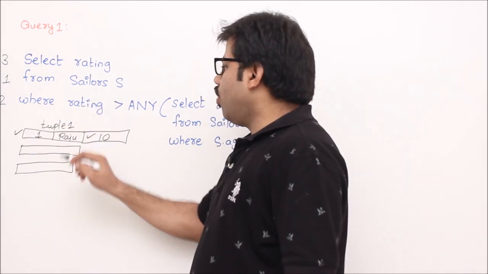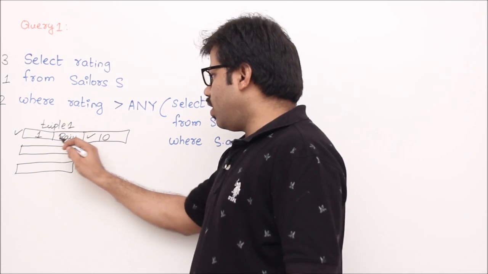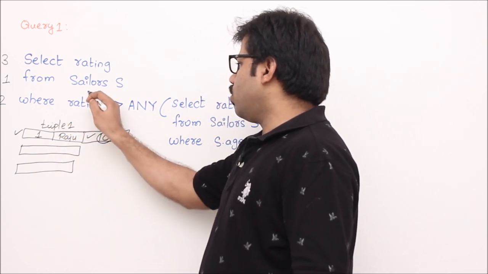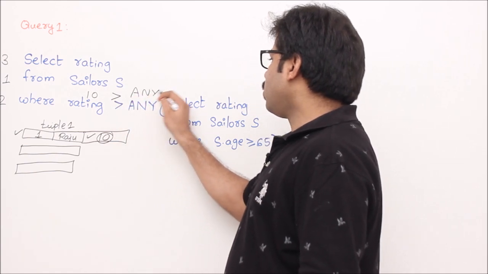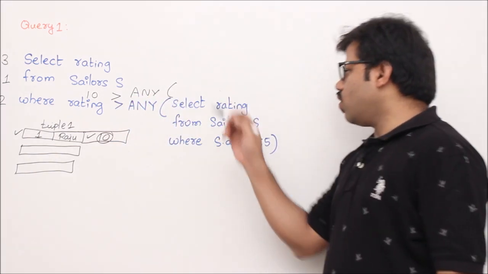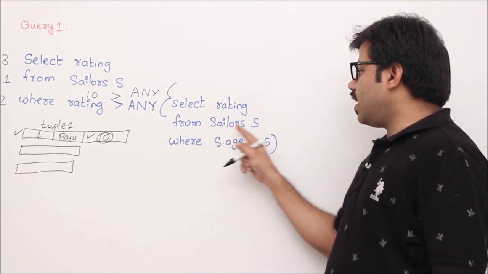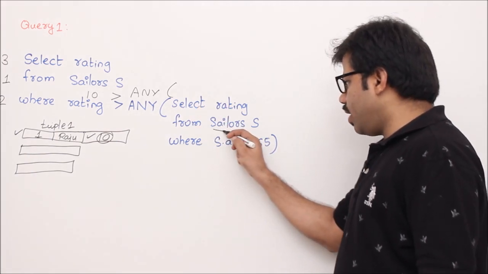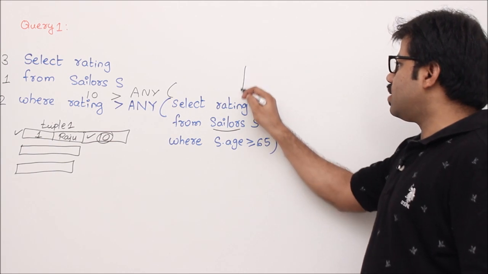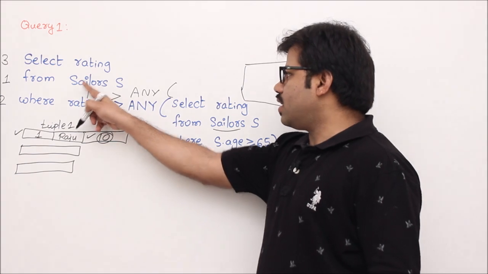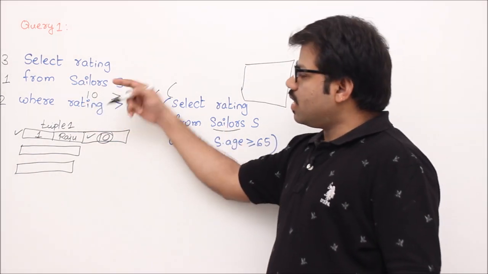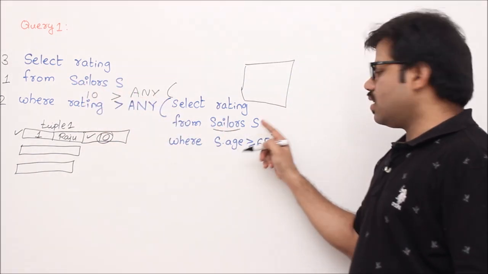Where rating, because we are evaluating for tuple number 1, rating is now 10. So 10 greater than any of this one. What is this query's output? Select rating from Sailors S. This is again a new table, which means one more instance of sailors will be taken. So don't get confused between this Sailors and this Sailors. This Sailors S is different.